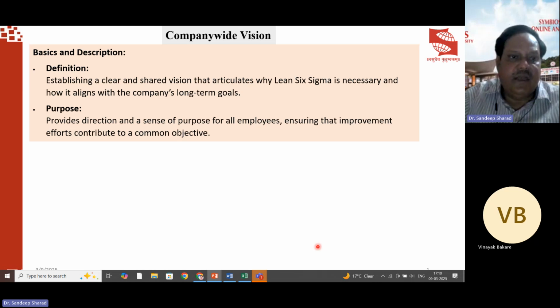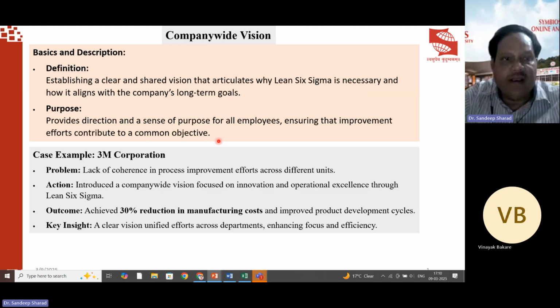Company-wide vision basics: establishing a clear and shared vision that articulates why Lean Six Sigma is necessary and how it aligns with the company's long-term goals. It provides a direction and a sense of purpose for all employees, ensuring that improvement efforts contribute to the common objectives.